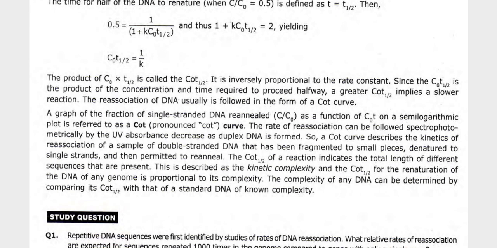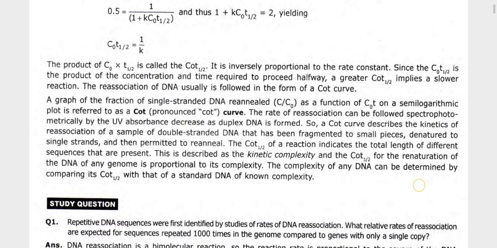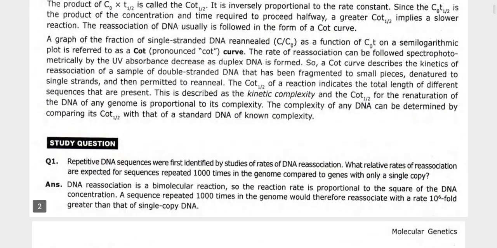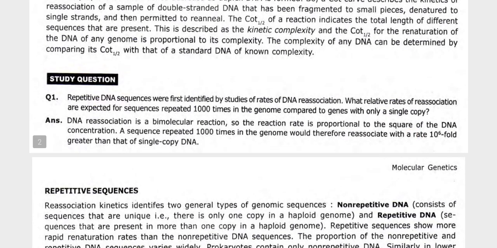This is described as kinetic complexity, and the Cot half of the renaturation of the DNA of any genome is proportional to its complexity. The complexity of any DNA can be determined by comparing its Cot half with that of the standard DNA of known complexity.